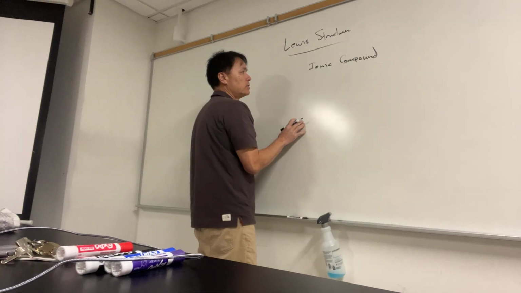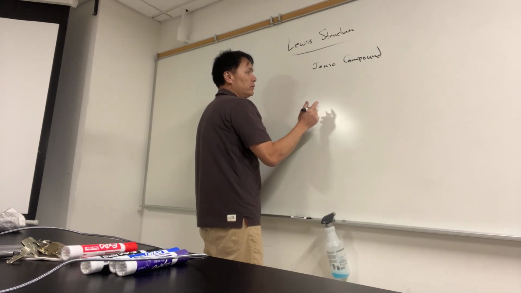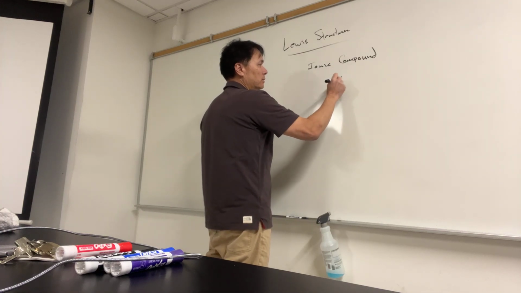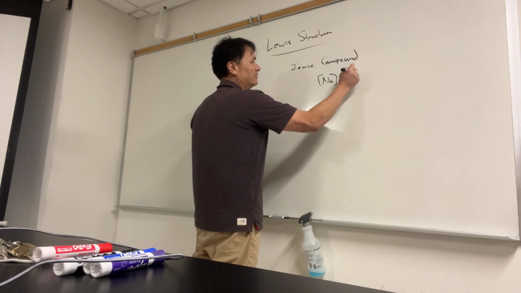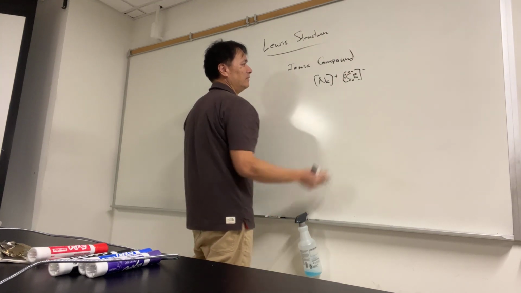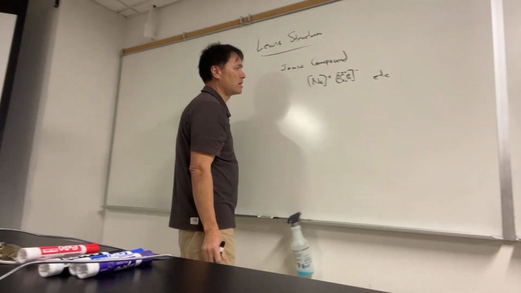Ionic compounds: when we do a Lewis structure for these, they're going to look different. For example, sodium chloride. We'd have something like that, etc. We did the examples last time.